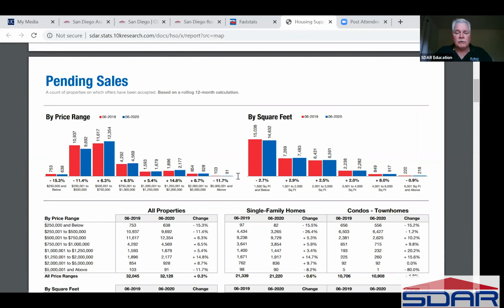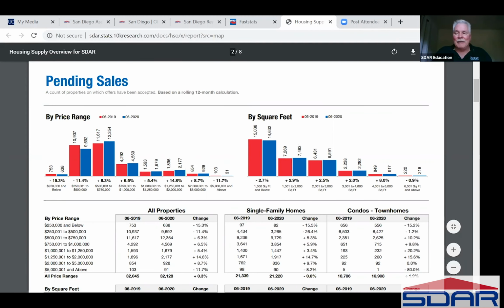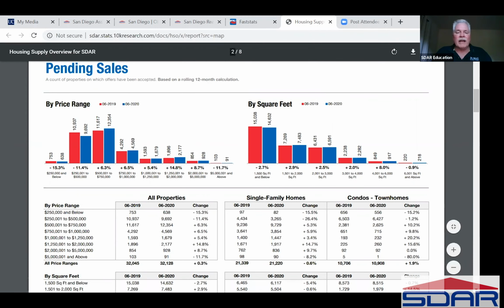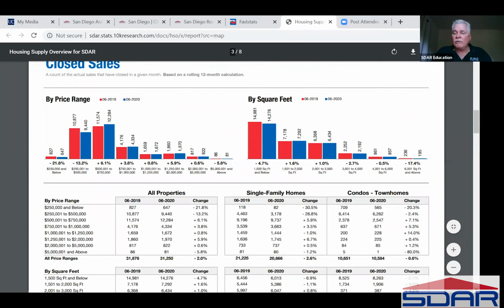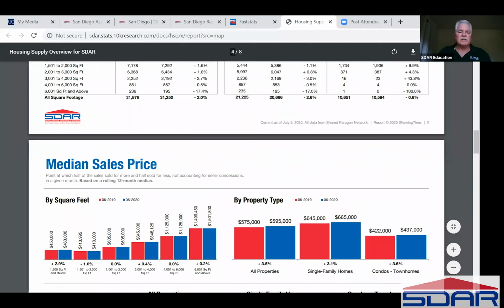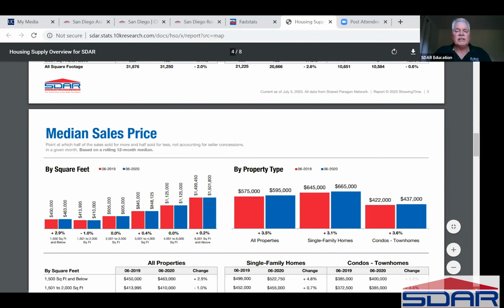These are scary numbers. And again, this is all of San Diego County. Here are my closed sales, also down. And again, now I'm regretting that I showed you La Jolla. I should have shown you an area that's more representative of the market, because La Jolla is not necessarily representative of the market. It's kind of a niche market.